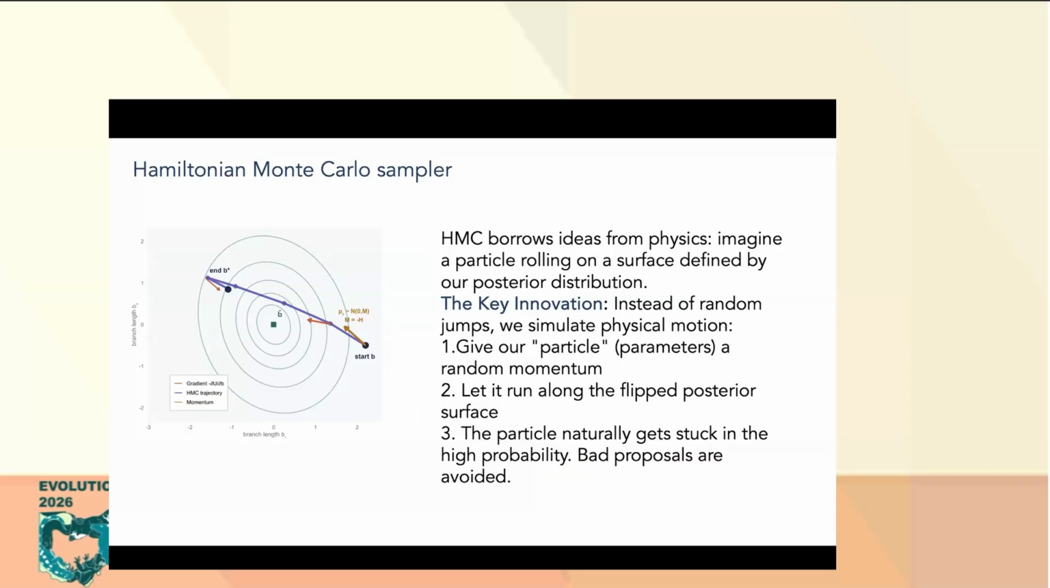And this HMC sampler is an idea borrowed from physics. You can think of a particle rolling around on the surface of your posterior distribution, and it allows us, instead of making random jumps, to make guided steps through the posterior. Think of it as giving our particle a random momentum, and then we run it along the flipped posterior surface. So the particle naturally gets stuck in areas of high probability. And it's a way of avoiding these poor samples, poor proposals. I'll explain it in a bit more detail in a few slides.